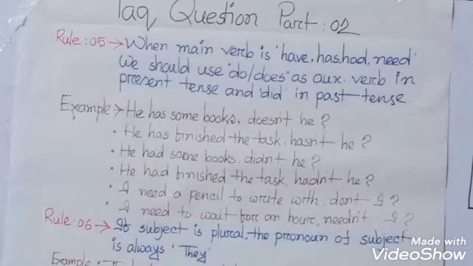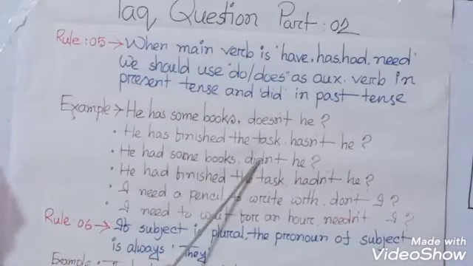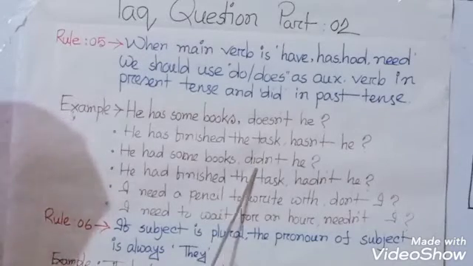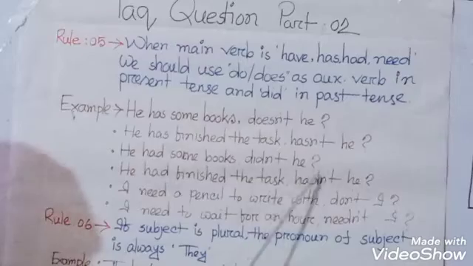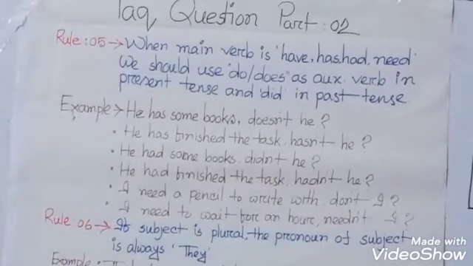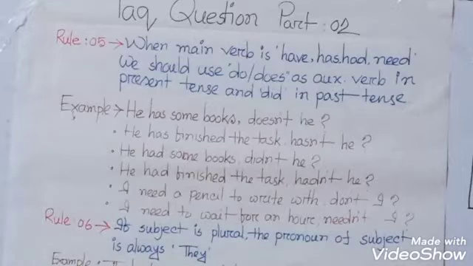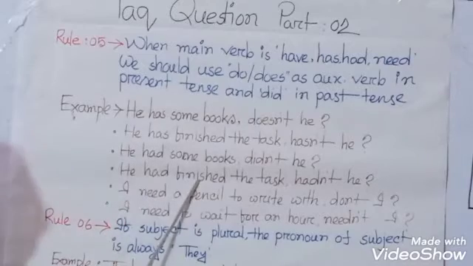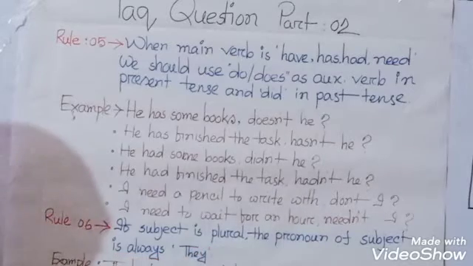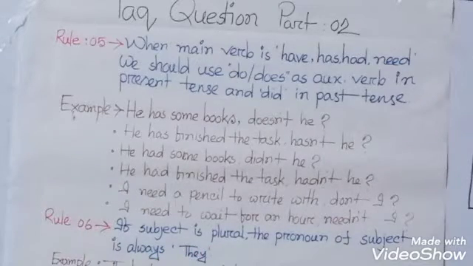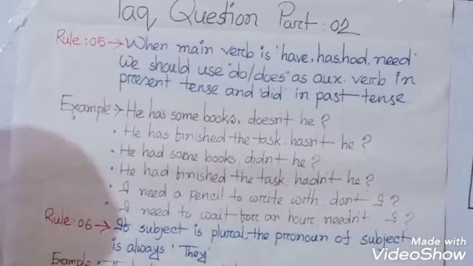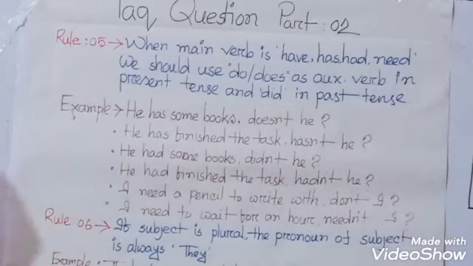He had some books, didn't he? This is a sentence in past tense. That's why we use the auxiliary verb did, then not and the subject he. The next example, he had finished the task. In this sentence, had is an auxiliary verb because we find another verb, finished. That's why we use had. It is an affirmative sentence, so we use the negative form hadn't and the subject he: hadn't he?